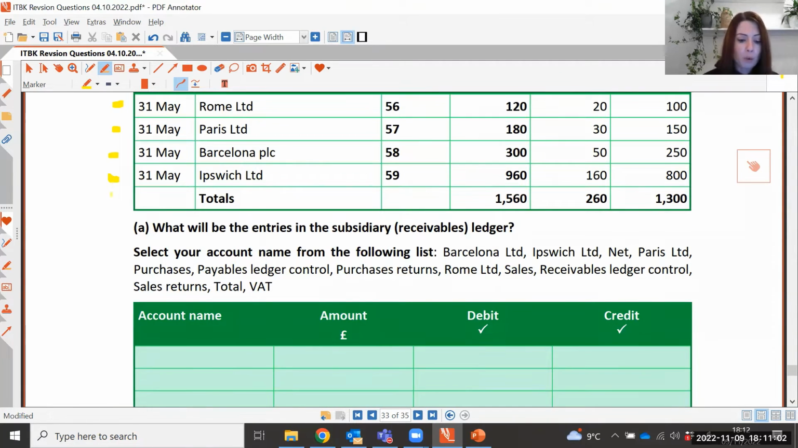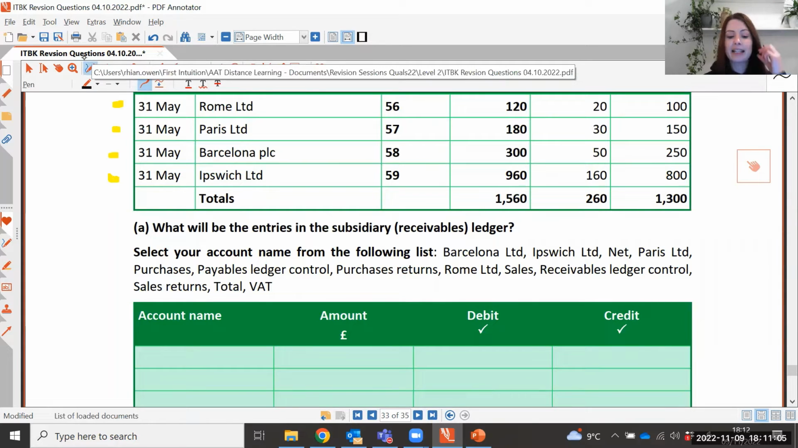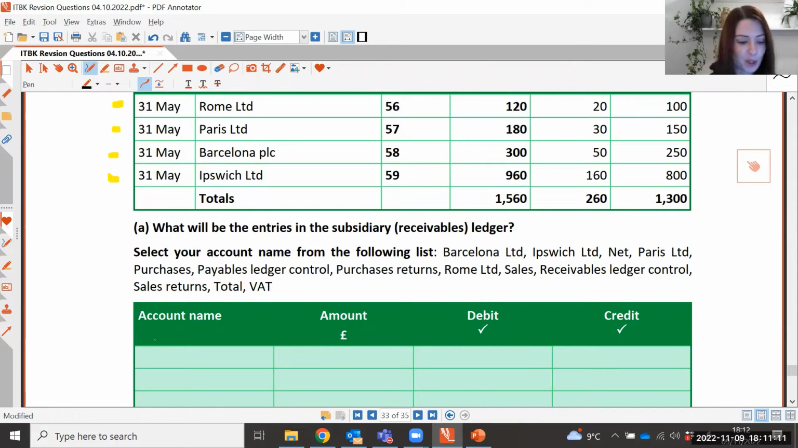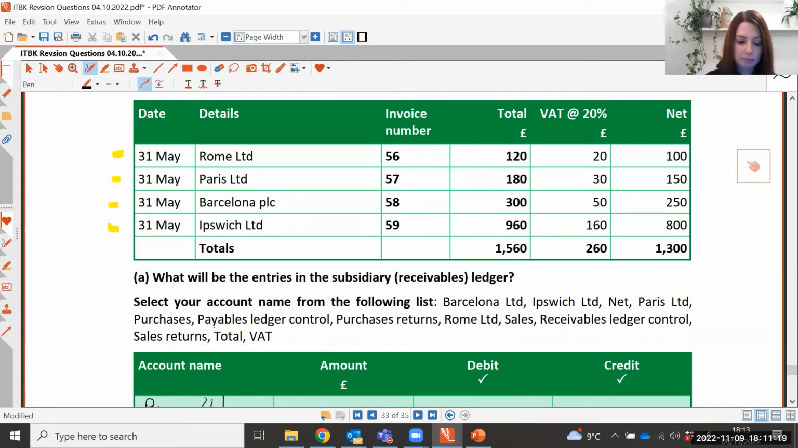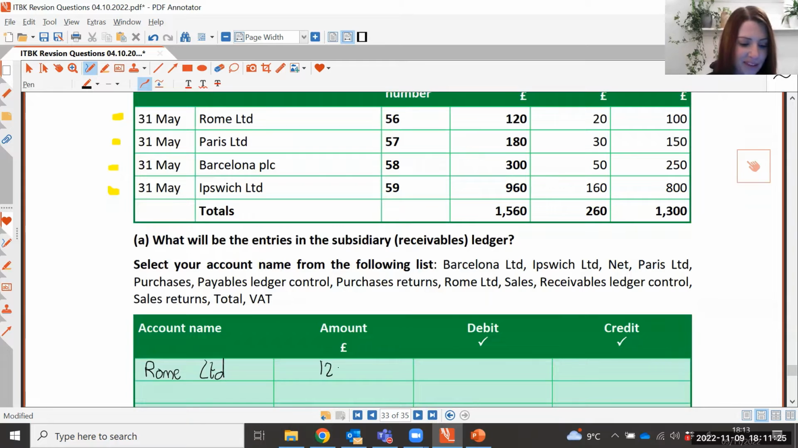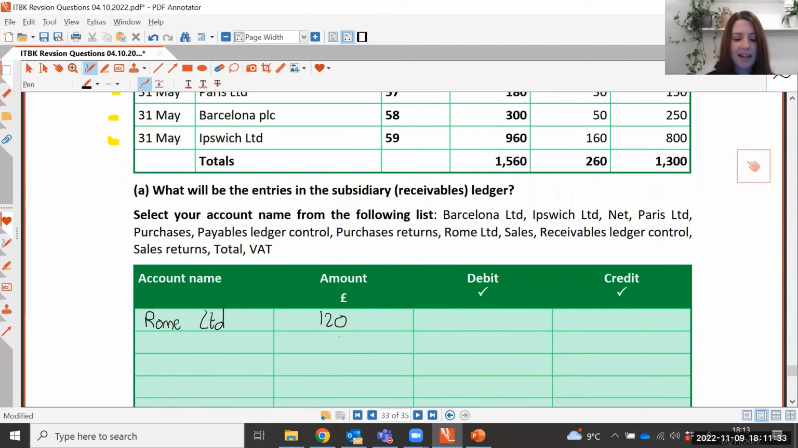So the account name, what would we have first as the details in the account name? Good, yeah, it would be Rome Limited. And what would we enter as the amount? 120, good. And then would that be a debit or a credit within the receivables ledger? A debit, excellent, yeah. So it's going to be a debit because it's going to increase the amount they owe us, or it increases the asset.